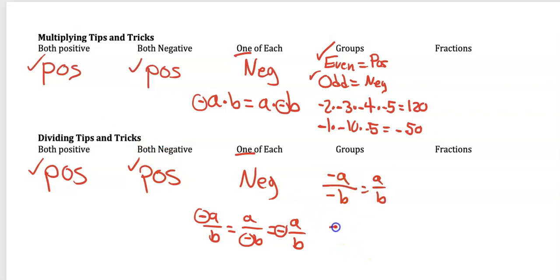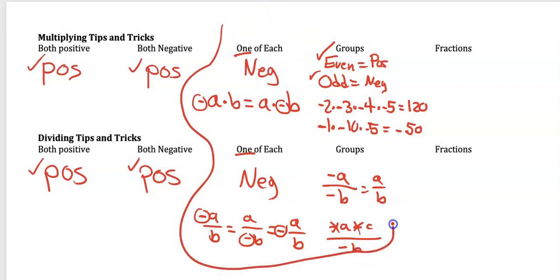You could have something like a -A times a -C over a -B. 1, 2, 3. Okay, it's going to be negative. So you think, okay, this one cancels this one. There's one B left over, and there's one negative left over, and it looks like this. So again, friends, almost all of this stuff is the exact same rules.